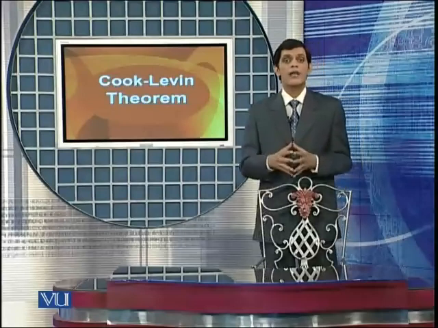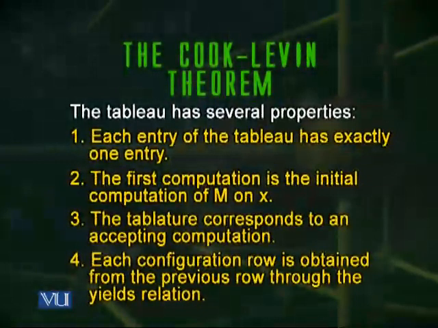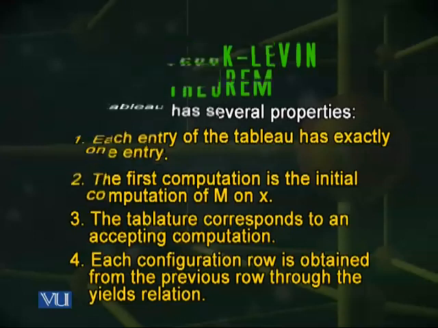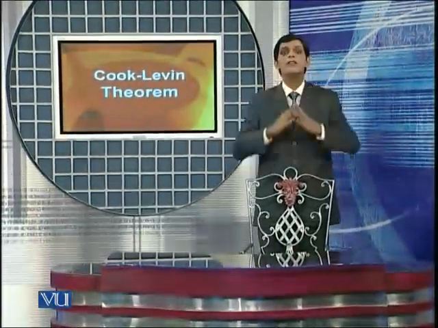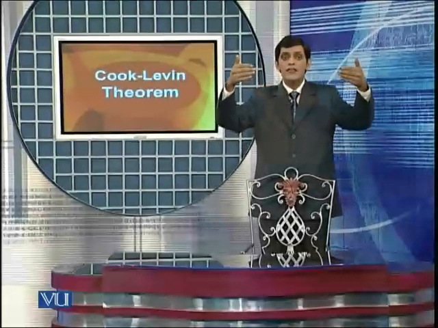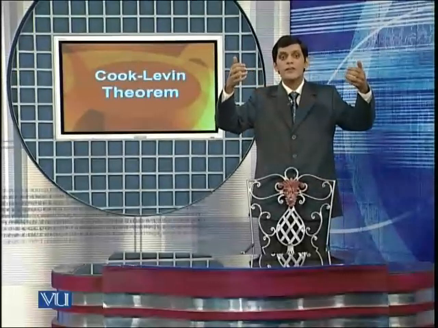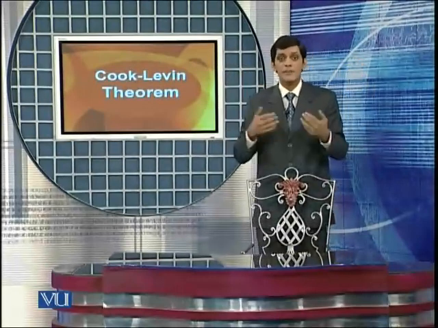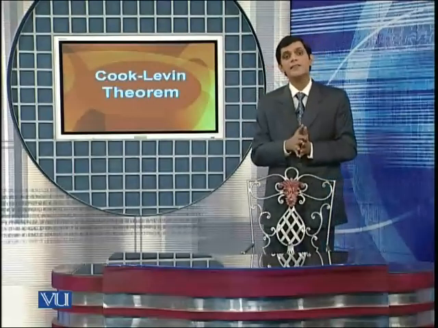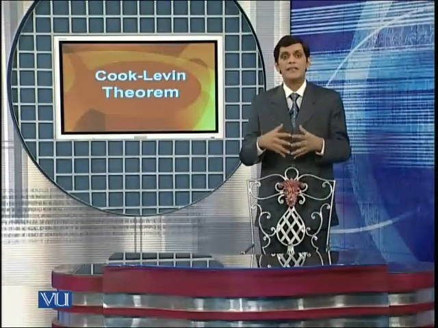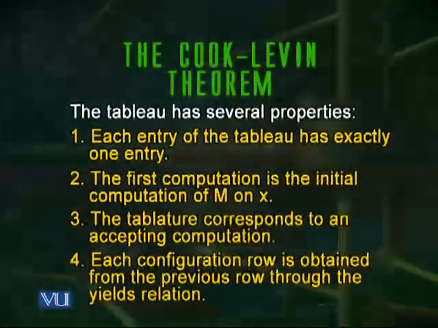The last and the most important requirement that we will discuss today is the following. Each configuration row is obtained from the previous row through the yields relation of the Turing machine. Every row in this tableau is a configuration, and the next configuration must follow from the yields relation that comes from the transition function of this Turing machine. All I'm saying is that you have not cheated while making this tableau. This is an extremely important requirement, and the tableau must fulfill it. So these are the 4 requirements that we have on this tableau.